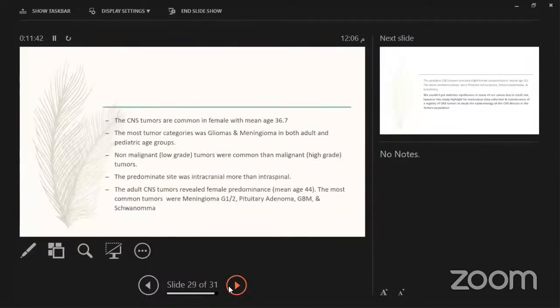Conclusion: CNS tumors are common in females with a mean age of 36. The categories were gliomas and meningioma in both adult and pediatric ages. Non-malignant or low-grade tumors were more common than malignant ones. The site was intracranial more than intraspinal. The adult CNS tumors revealed female predominance, mean age 44, and the most common tumors were meningioma grade 1 and grade 2, followed by pituitary adenoma, glioblastoma multiforme, and schwannoma.